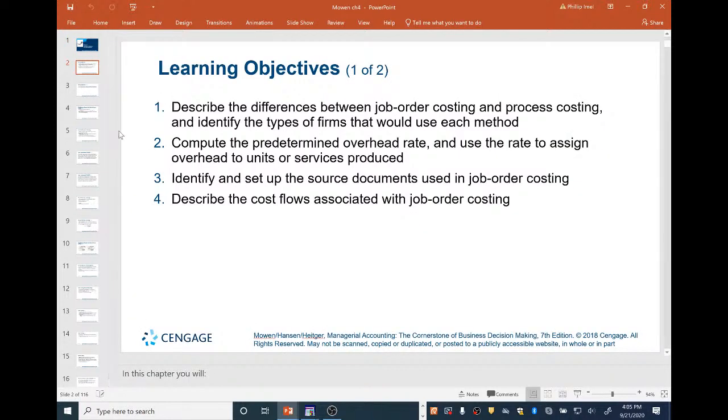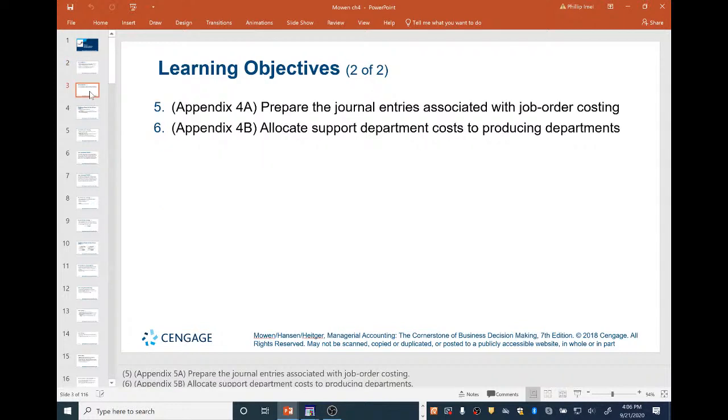Okay, let's look at some of the objectives we're trying to cover here. Describe the differences between job order costing and process costing. Identify the types of firms that would use each type of method. Compute the predetermined overhead rate and use the rate to assign overhead to units or services produced. Identify and set up the source documents used in job order costing. Describe the cost flows associated with job order costing. Prepare the journal entries associated with job order costing, and allocate support department costs to producing departments.